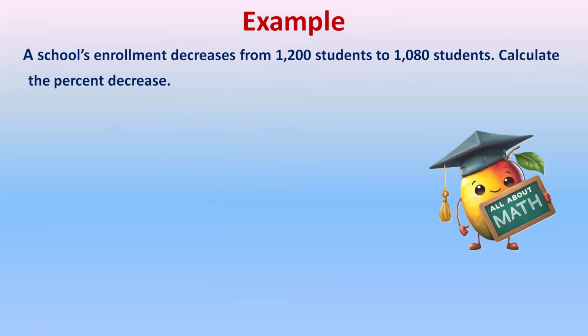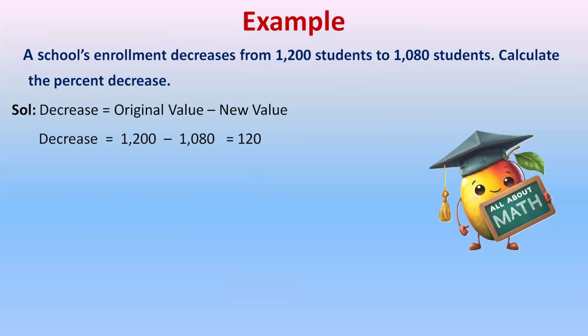Let's see another example. A school's enrollment decreases from 1,200 students to 1,080 students. Calculate the percent decrease. Again, in this case, we have to find the percent decrease. Before that, find the decrease. Decrease formula, original value minus new value. Original value, 1,200 minus 1,080. That is 120, the decrease here. You just need to find the difference between these two.